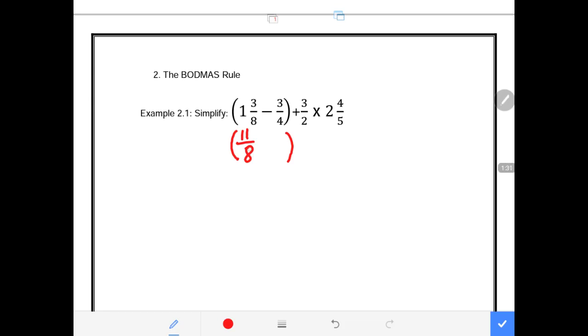Remember, this 11 over 8, in simple terms, how many times does 8 go into 11? 8 goes once into 11 and leaves a remainder, meaning 9, 10, 11, a remainder of 3 over 8. This is how they converted this fraction into a mixed fraction. We say minus 3 over 4, plus, we are not dealing with the division yet. We first have to deal with the multiplication. 3 over 2 times, we must deal first with the mixed fraction and simplify it.